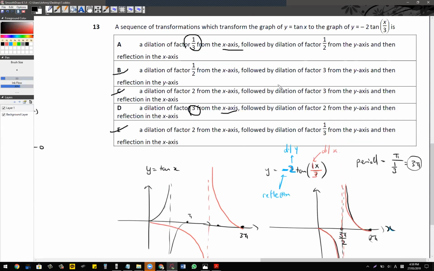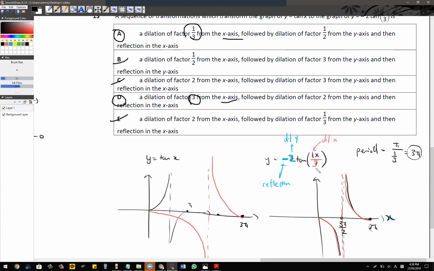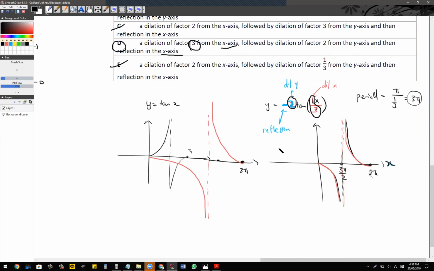So the answer is between A or B, or A or D. I want you to make a choice. I think D. Yeah, so it is dilation of 3. Because if it's 1 on 3, then it's 3. If it is 2, then it's 2. It's not 1 on half, okay? For dilation around the y-axis, you take this value as it is. For dilation on the x-axis, you just have to flip this one. And then there is reflection around the x-axis because of the negative sign here, right? So the answer is D.